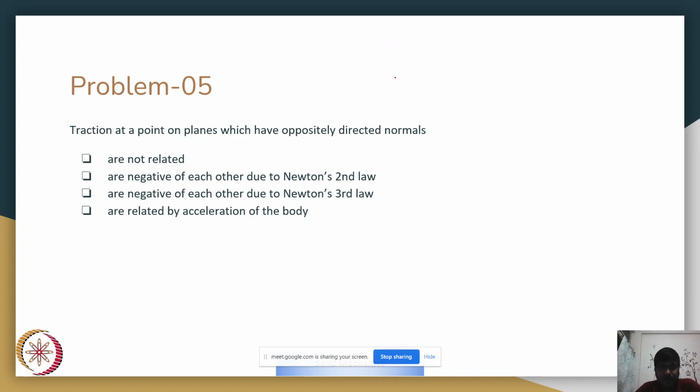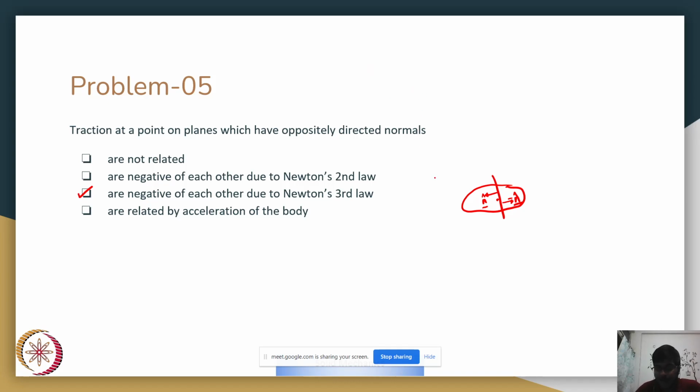Okay, so the fifth problem asks if there is a relation between traction at a point on planes which have oppositely directed normals. We are looking at a negative of each other. Correct. And can you tell quickly why? Maybe action reaction, Newton's third law. Exactly, correct. It's precisely due to that. So yeah, that was quick. They are negative of each other.